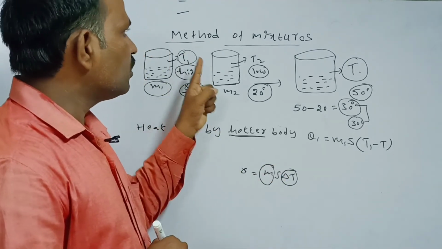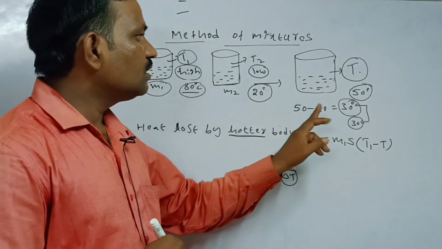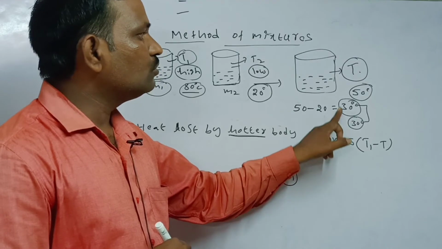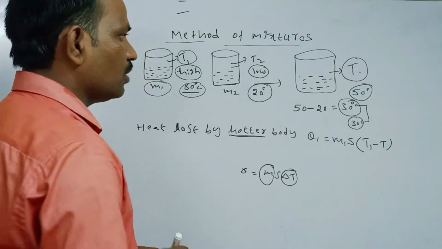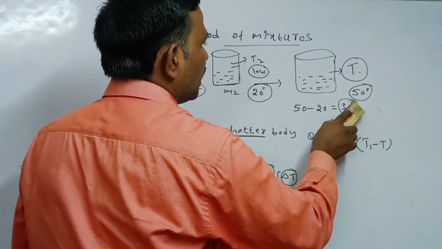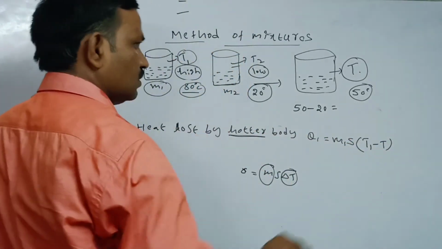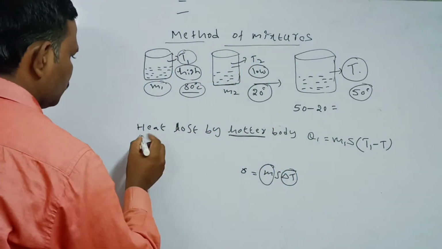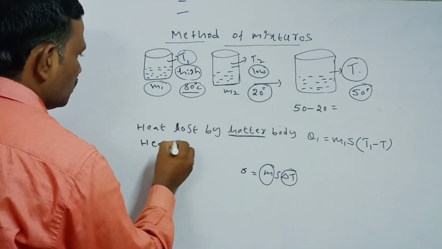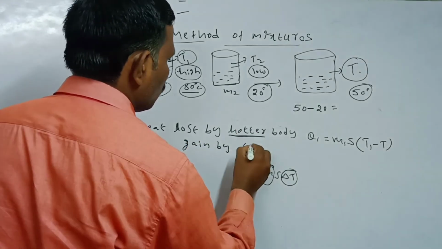So what is the principle of the method of mixtures? The principle of the method of mixtures is: heat lost by the hotter body is equal to heat gained by the colder body. Now see, heat lost by the hotter body is 30 degrees and heat gained by the colder body is also 30 degrees. Now I am writing the step. Heat gained by the colder body.